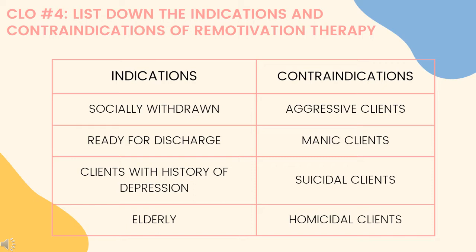So, remotivation relates to the creation of interests in life, for example, interest in daily activities, talents, hobbies, and social relationships with their family and their friends. With that being said, our indications for this type of therapy would be individuals who are socially withdrawn, individuals who are ready for discharge, clients with a history of depression, and the elderly. Our contraindications would be clients who are aggressive, manic, suicidal, and homicidal.